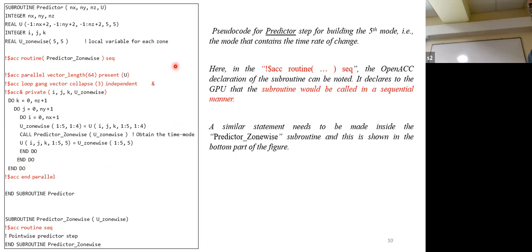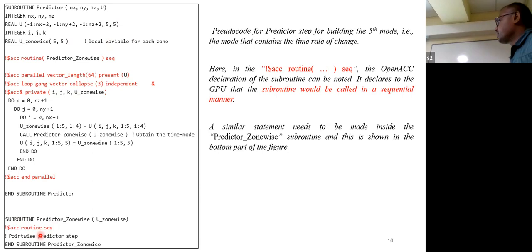This has to come after the declarations are done in this routine seq. I'm sorry, I think I lost the point. Yeah, okay. So this has to come right after the subroutine is mentioned. So after this ACC routine seq we will have the declarations of the variables, etc.